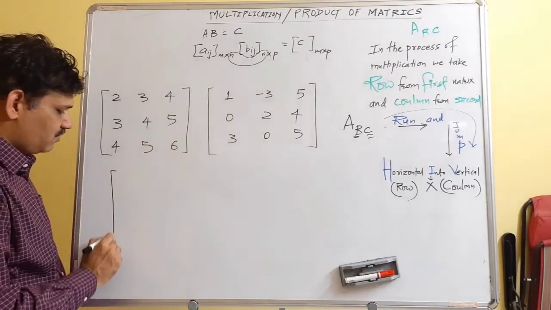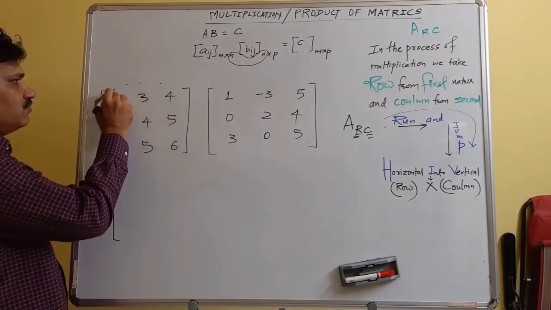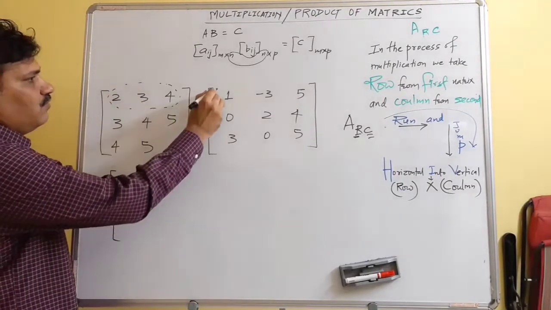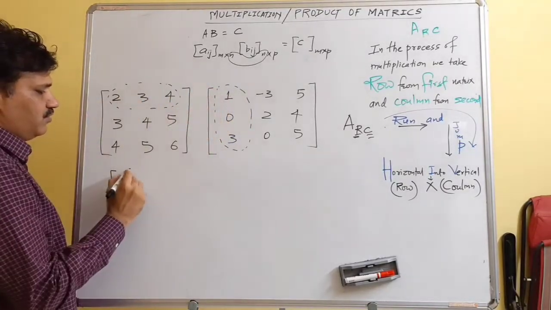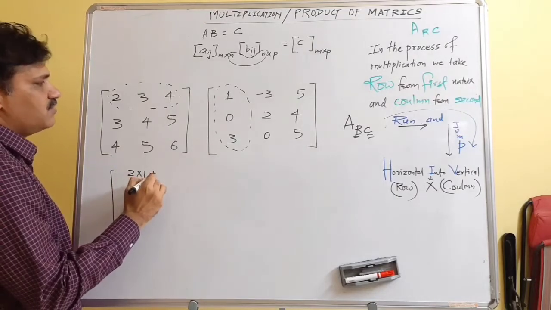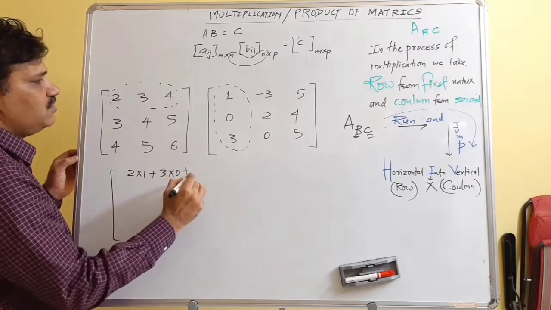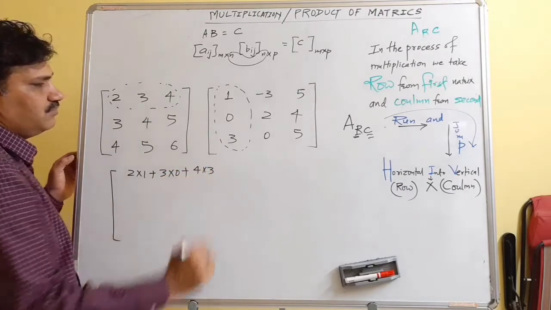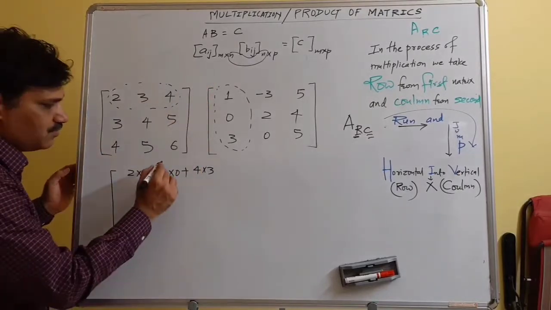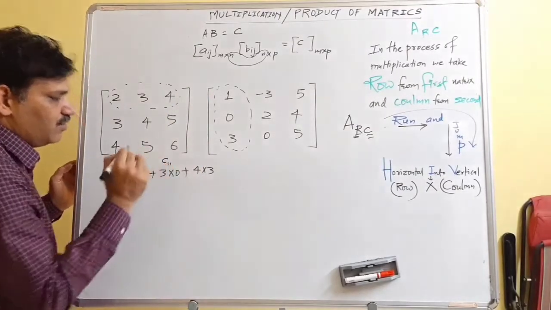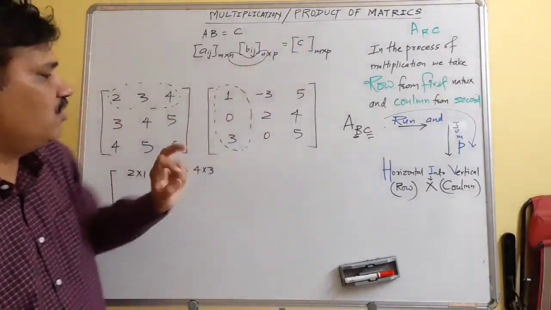Let's start finding the product. See, the first row will be multiplied by the first column. 2 into 1 plus 3 into 0 plus 4 into 3. Now the first row is multiplied by the first column. This is position 1, 1. First row, first column. The product is C 1,1.